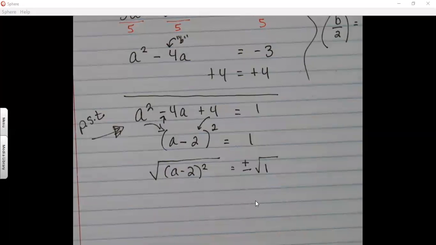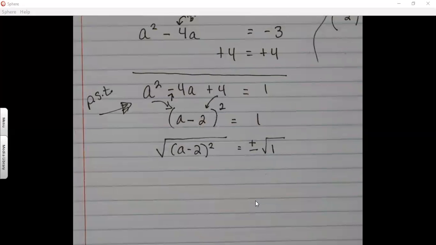Because you have to have 2 answers. If you don't take the positive and negative, you're only going to end up with 1 answer. That's only half of your answer. What is the square root of a minus 2 quantity squared? a minus 2 equals plus or minus. Hey, isn't 1 a perfect square? What's 1 times 1? And what's the square root of 1? 1. Boom. We don't even have a radical to worry about anymore.